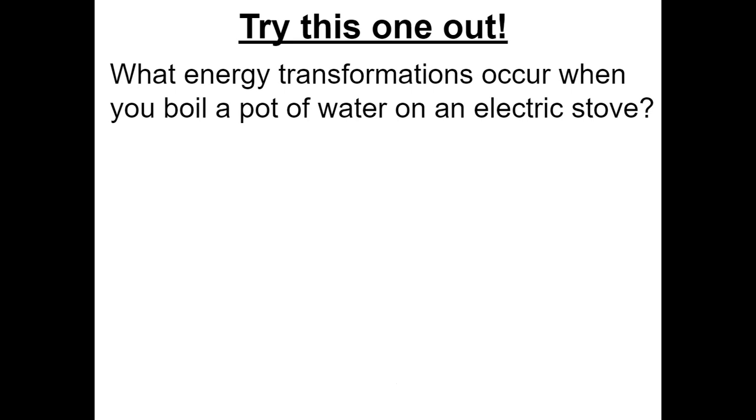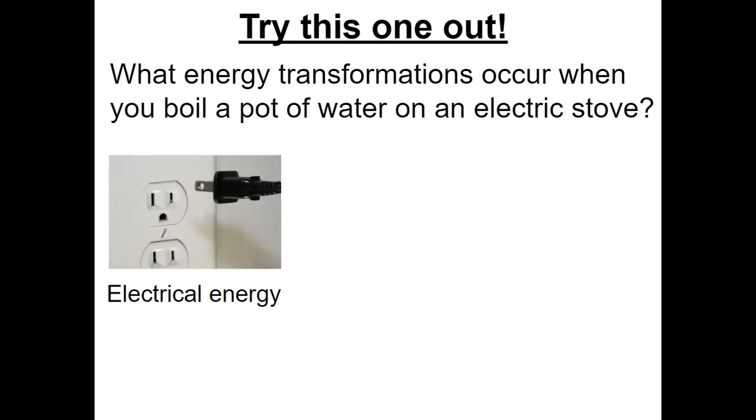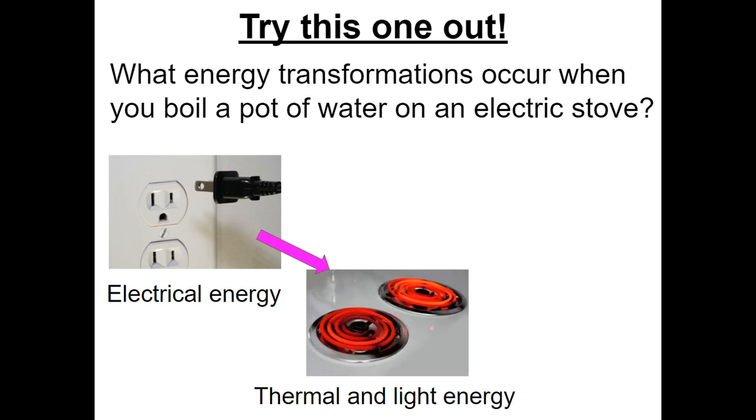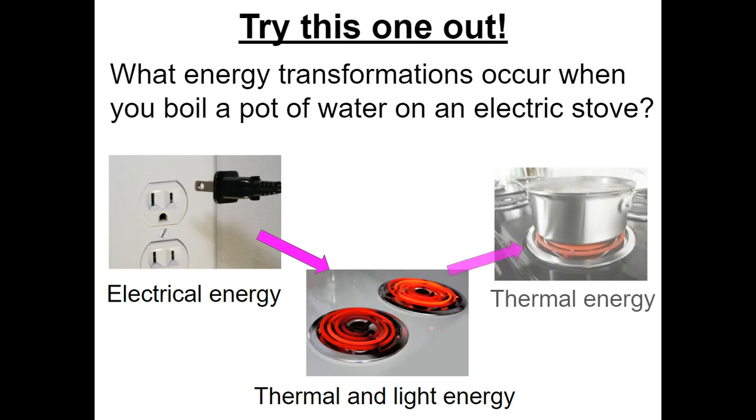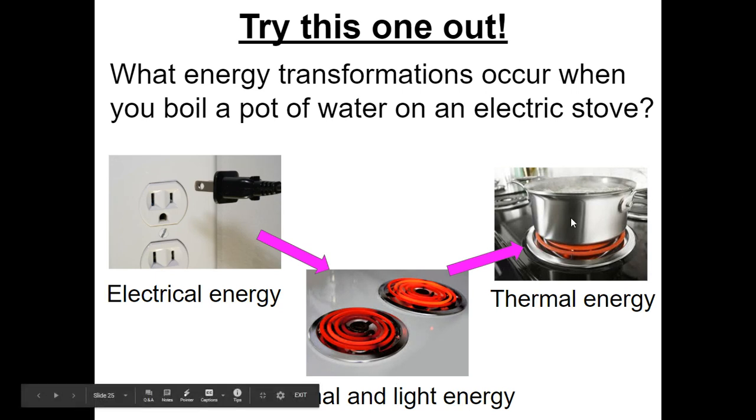All right, welcome back. So let's look at this example. What's going to happen when you boil a pot of water on the stove? What energy transformations occur? First, we have electrical energy from the wall. That electrical energy is then used by the stove to create thermal and light energy on our heater elements. And then from there, that thermal and light energy from the heat element is turned into thermal energy, which is stored or being transferred from the element into the water.